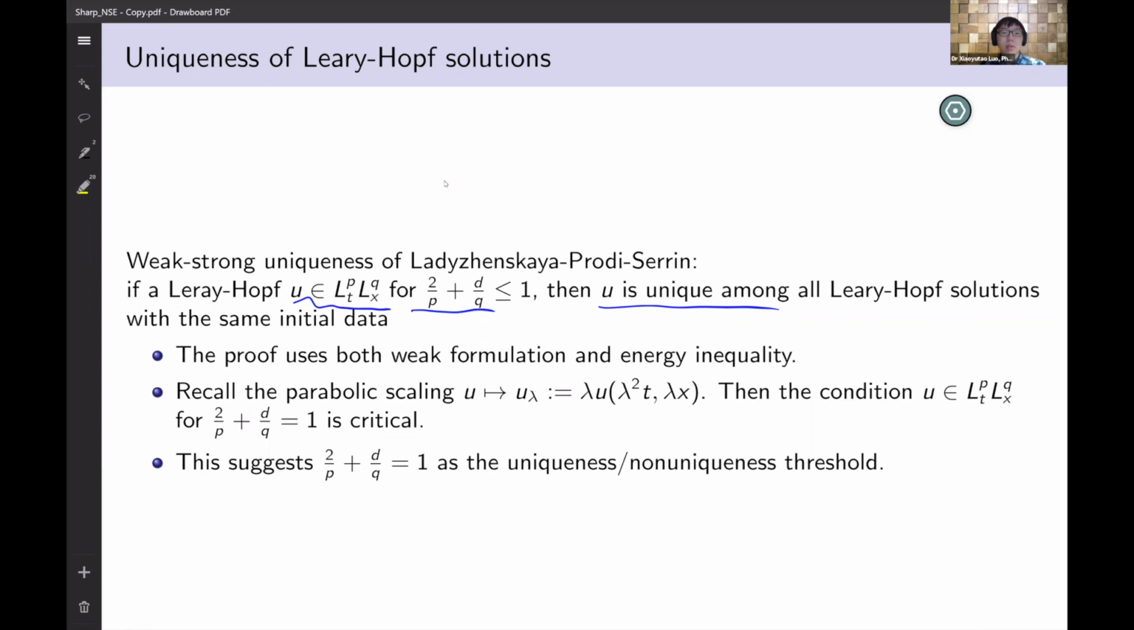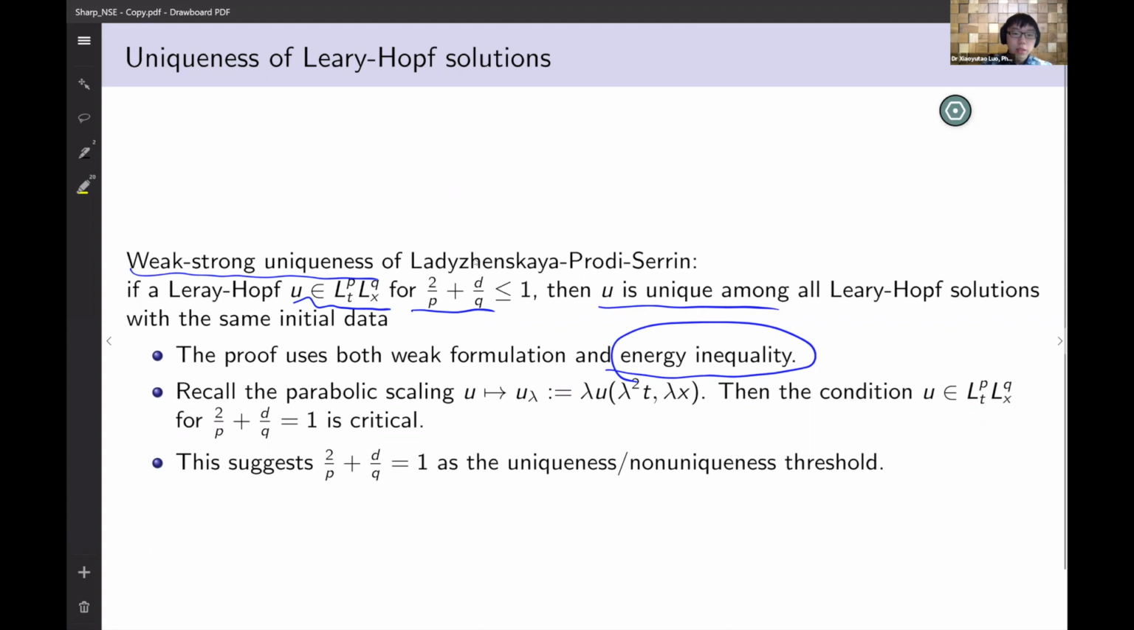So one strong solution in the Leray-Hopf class will imply uniqueness for all the Leray-Hopf solutions starting from the same initial data. This is often referred to as the weak-strong uniqueness in fluid dynamics. And it's very important that we have this energy inequality for Leray-Hopf solutions, because this weak-strong uniqueness is not true for general weak solutions. So the proof uses both the weak formulation and the energy inequality.